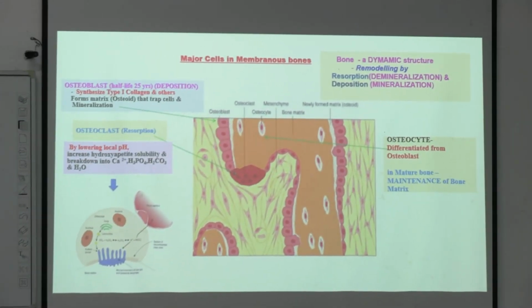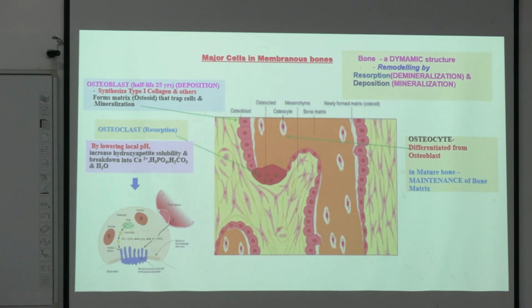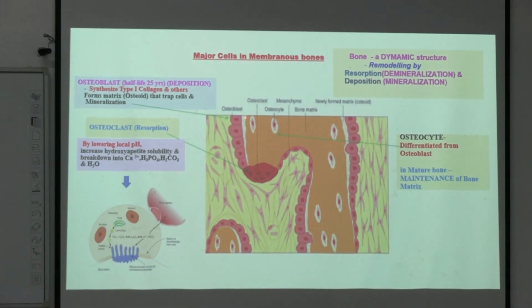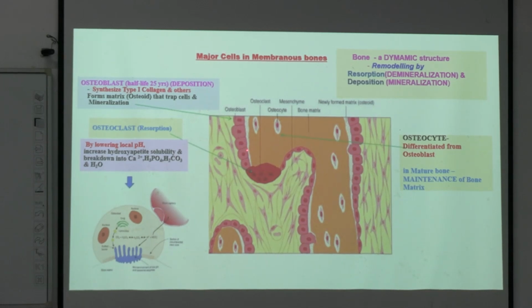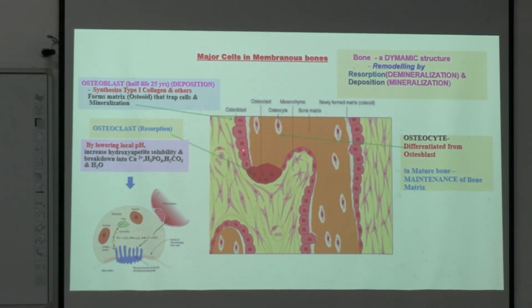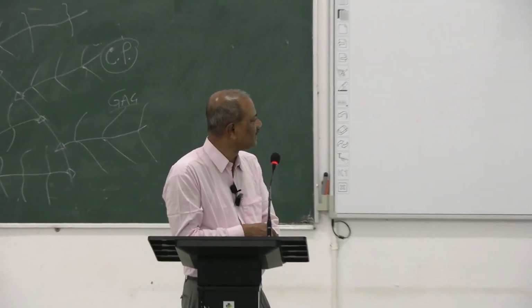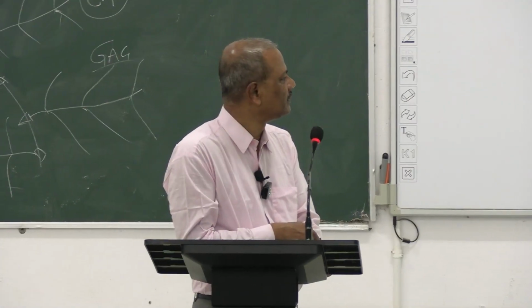Osteoblasts are primarily responsible for formation of osteoid. You see, this is the osteoid, and here the type 1 collagen is synthesized, and it forms the matrix of the bone, where the trapped cells and mineralization take place here only.